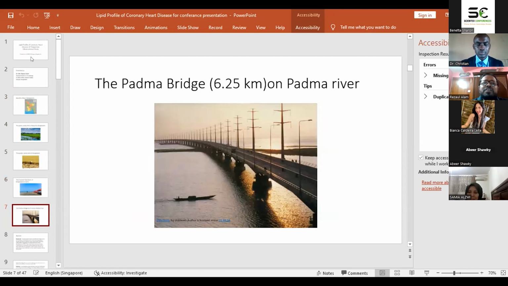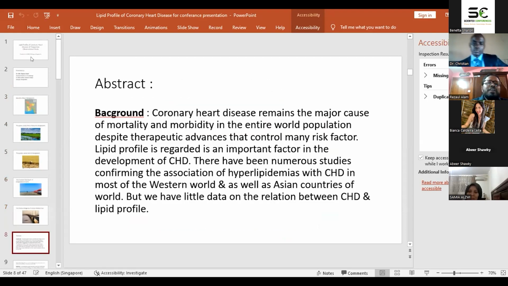Big bridge in my country, about 6.25 kilometers, which is having a huge communication in the different districts of my country. Now, the abstract of my title.